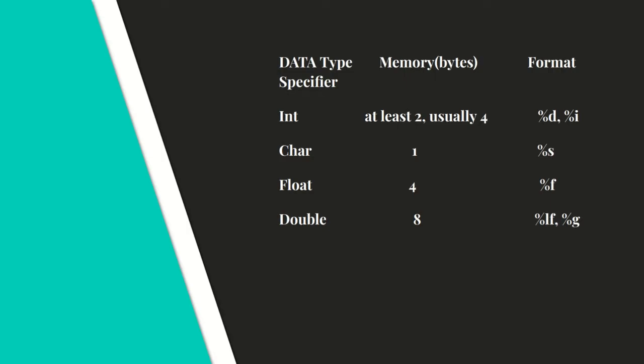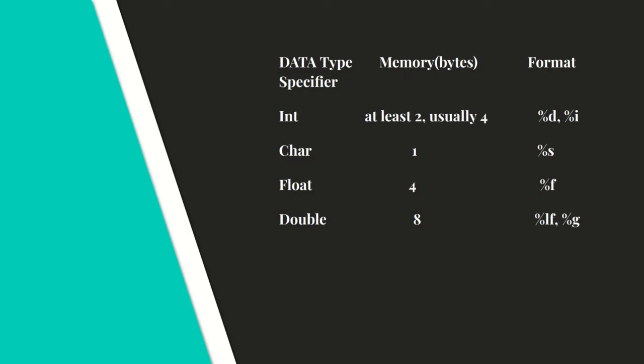For the data type specifier, while using integer we use the keyword int, and it takes at least two and usually 4 bytes. In the format, while printing an integer we need to use %d or %i. For character, char is the keyword, and it uses 1 byte of memory, and while printing we use %s.